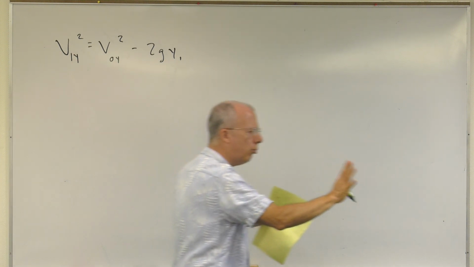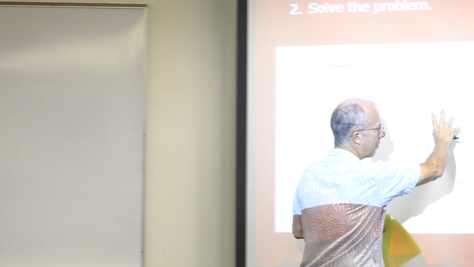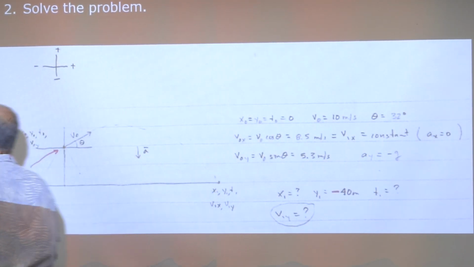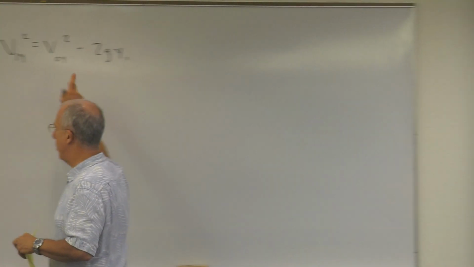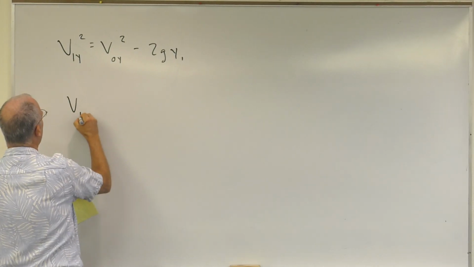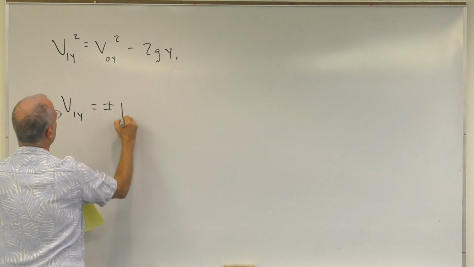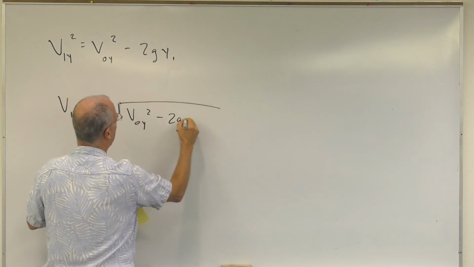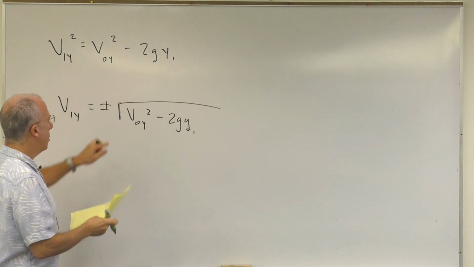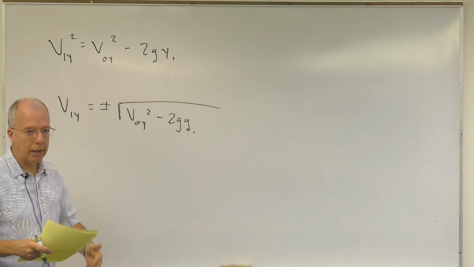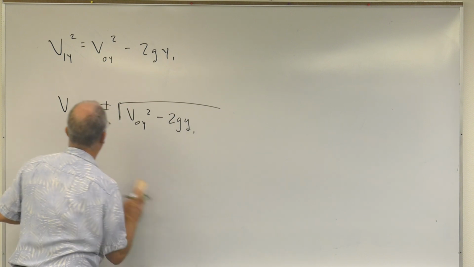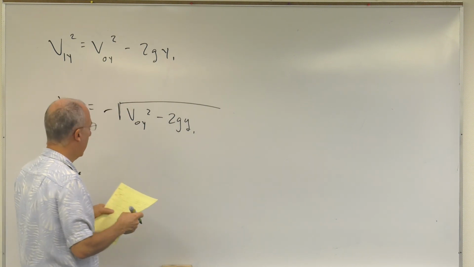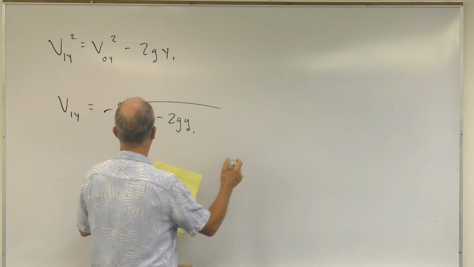And again, this is what's great. Once you have this written, you don't need to look at that anymore. Everything you need is right here. So we want v1y, so we have to take the square root of both sides. So v1y equals plus or minus the square root of v0y squared minus 2g y1. Now, plus or minus, v1y is pointing this way, so we choose minus. So again, you have to make that choice. Okay, then we just plug it in.